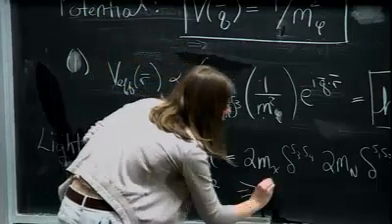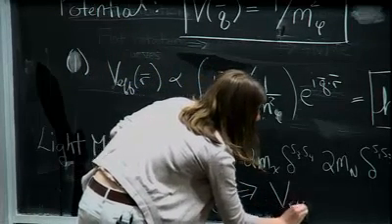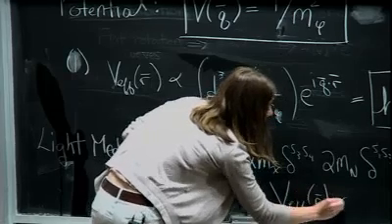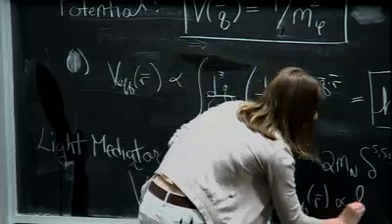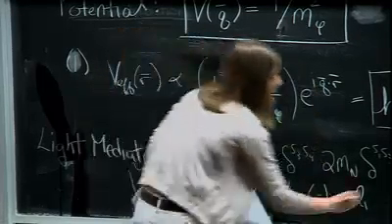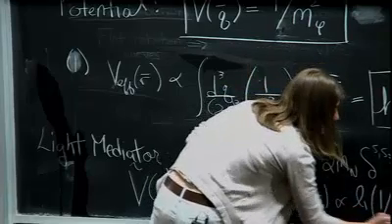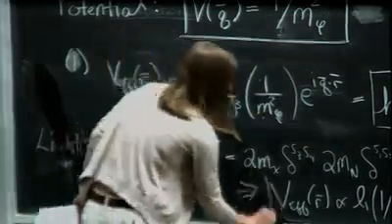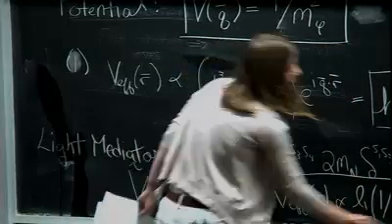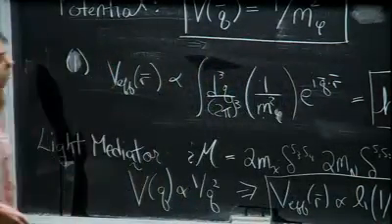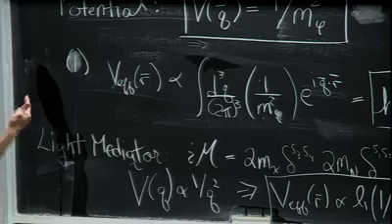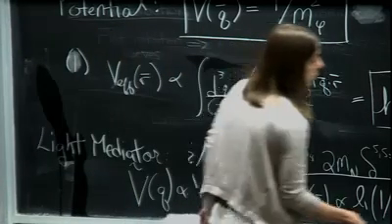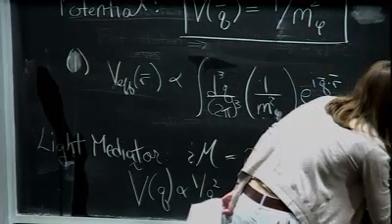And what I get in this case is that the effective potential is proportional to some constant that I'm going to call L1 times a factor of 1 over r. So this is just a statement that when I have a light mediator that's causing this interaction between the dark matter and the nucleus, it's a long-range force.